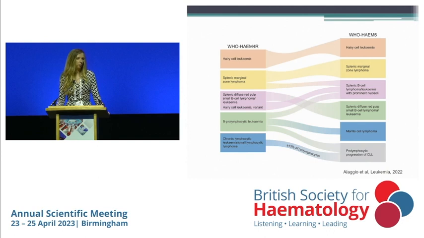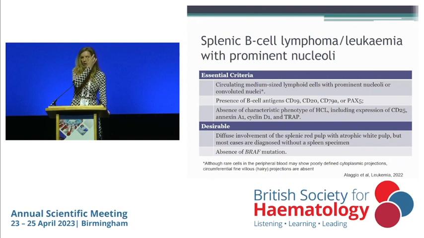Now, for us in HMDS in Leeds, this has not got a really big impact because this is not a diagnosis that we have been using recently, for many of the reasons that have been discussed, that they have been shown to be other diagnoses if you look genetically and using other criteria. So for splenic B-cell lymphoma/leukemia with prominent nucleoli, this is the criteria that the WHO use. Really, it's just circulating lymphoid cells with prominent nucleoli and a B-cell phenotype without hairy cell characteristics and usually involvement of the spleen.